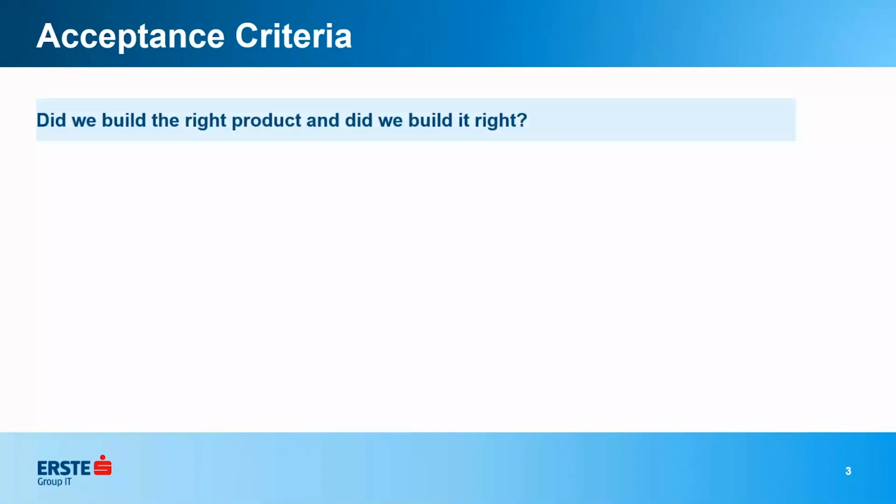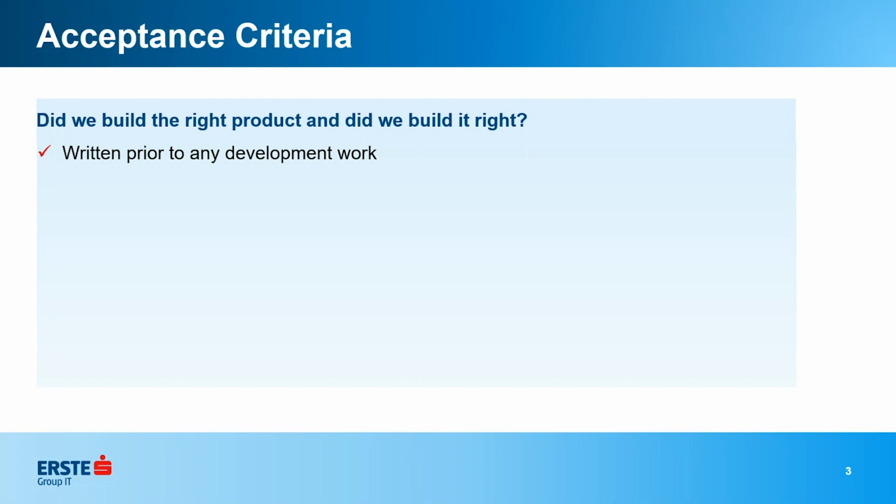Acceptance criteria. This is something that is most often forgotten about. You basically want to have this set before you start working on the story, because you want to know, did we build the product right, and did we build the right product? So how do you know that unless you have clear acceptance criteria saying exactly what needs to be built? So there's kind of a checklist of things to keep in mind.